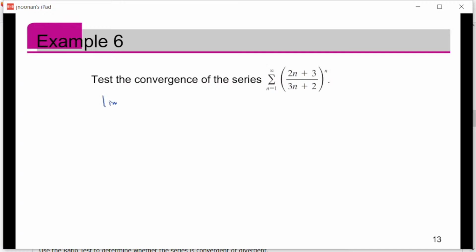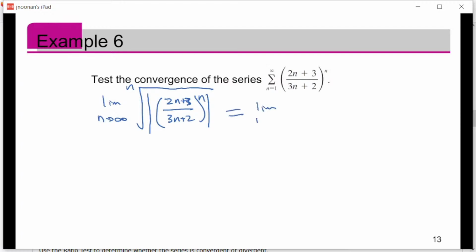Watch this. Limit as n approaches infinity of the nth root of the absolute value of (2n plus 3 over 3n plus 2) to the nth power. Now the absolute value under there is just there to get rid of any negatives. Like if there was a -1 to the nth power, it would get rid of the negatives so that you could do a root. You know that roots don't behave well with negative numbers. So that absolute value gets rid of that.